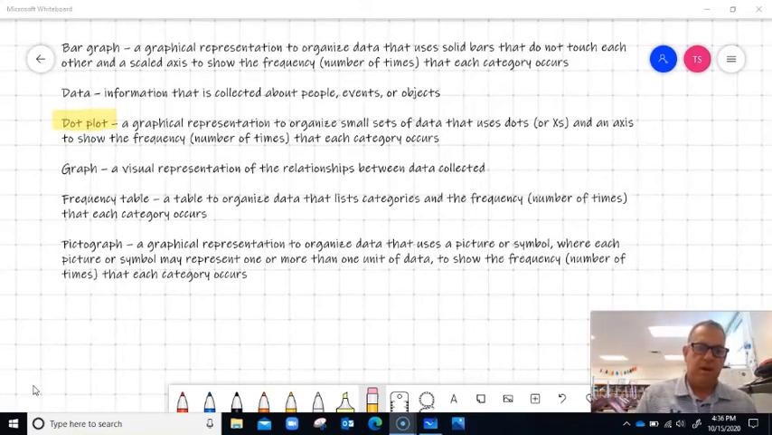A graph is a visual representation of the relationship between data collected. Frequency table, and that's what we're going to talk about today, is a table to organize data that lists categories and their frequency, number of times that each category occurs. And a pictograph. You worked with these last year also. Pictograph is a graphic representation to organize data that uses a picture or symbols where each picture or symbol may represent one or more than one unit of data to show the frequency, number of times that each category occurs.